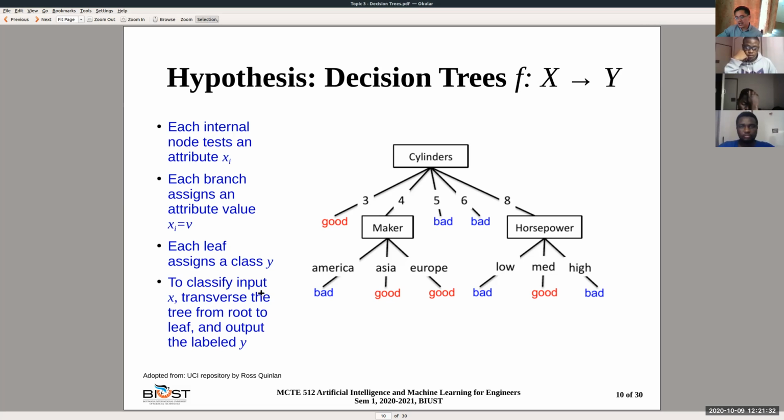So to classify the input X, which consists of all those input parameters Xi, we traverse the tree from the root to the leaf and output the label Y. Again, it is defining the function given the relationship of the input X to the output Y.